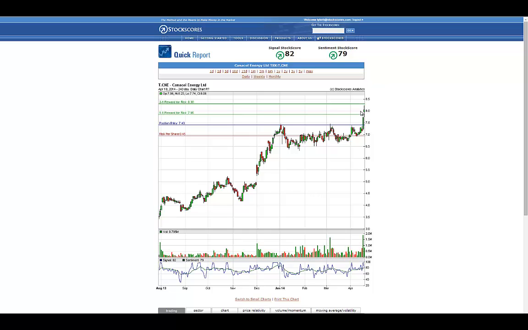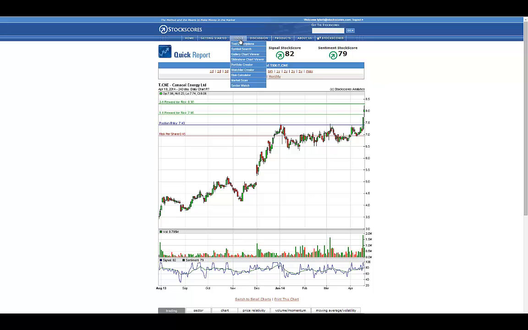The first line is 1-to-1. The second line is 2-to-1. What that means is that right now, if we risked $1,000 on this trade, our current profit would be about $1,500. And so we're sitting at about a 1.5-to-1 reward for risk ratio.